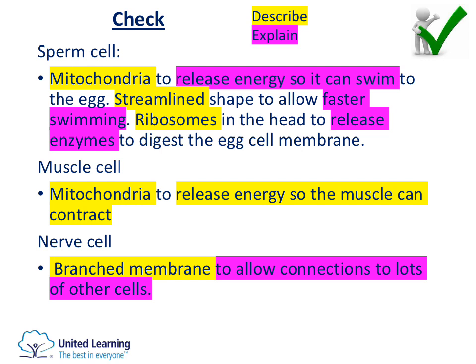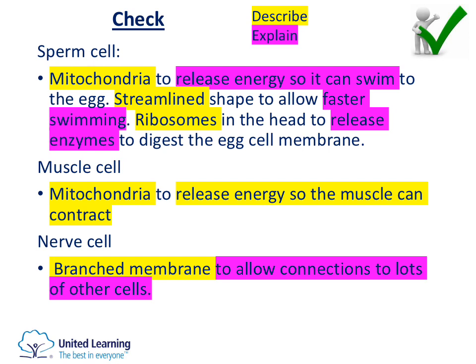Another thing, you need to think about the shape of the sperm cell. It's streamlined, so that allows it to swim faster. It's got some ribosomes in the sperm's head, which release enzymes to break through the egg's cell membrane so it can actually fertilise. So that's your perfect sperm cell answer. If you've missed a couple of them, just add it on to your answer.